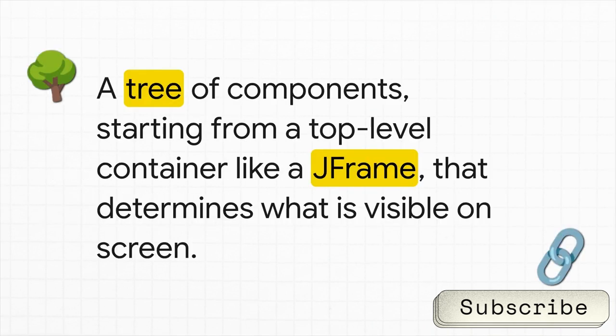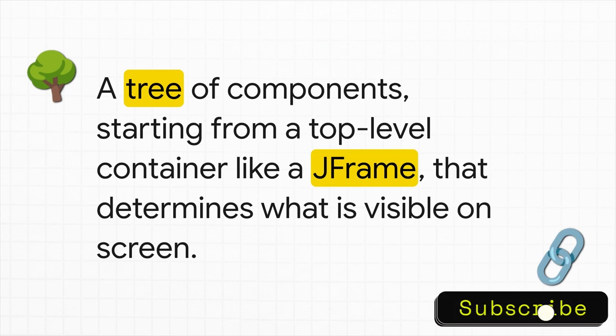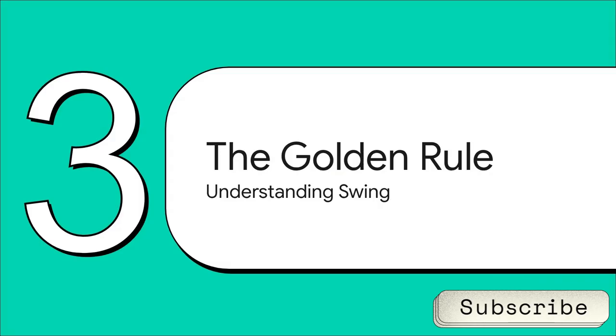Now, if those components are the bricks, you need some mortar to hold them all together, right? In Swing, that's called the containment hierarchy. It's basically a big tree structure. You have your main window, the JFrame, at the very top, and then you just start adding all your other pieces, your labels and buttons, into it. The key thing to remember is this. If a component isn't in this hierarchy, you're just not going to see it on screen. Simple as that.